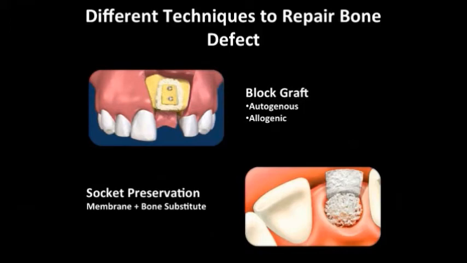One more way also is socket preservation by using a membrane and bone substitute. Lots of us do this. I usually do this when we have a big defect and the patient is willing to wait. We augment the area, the extraction site.